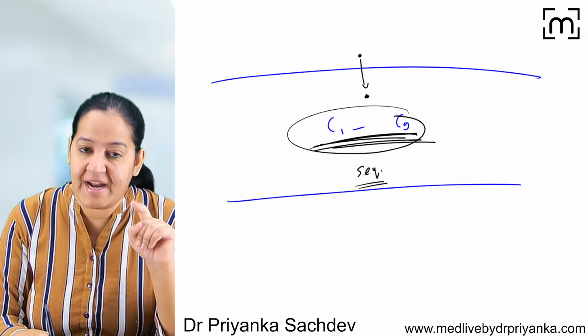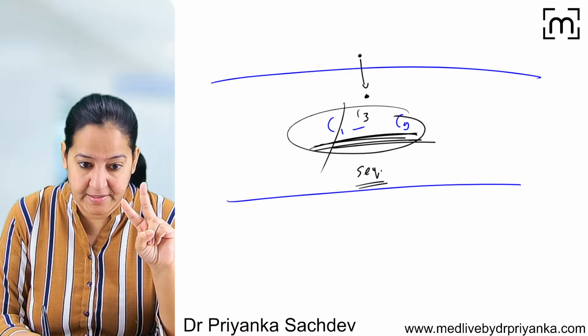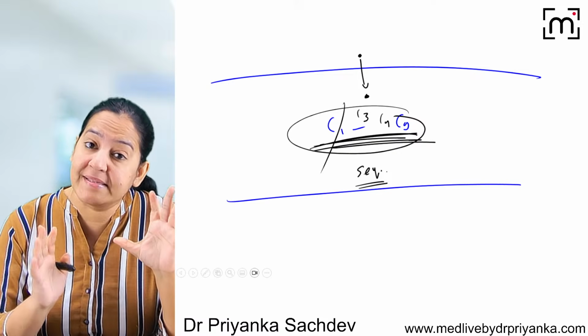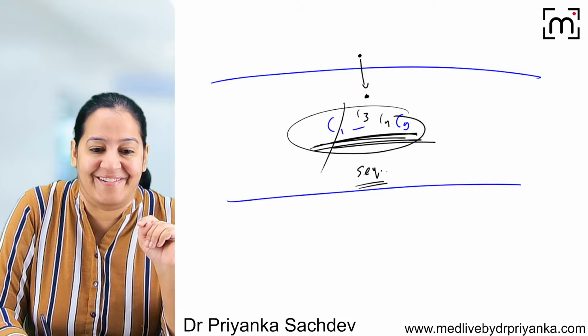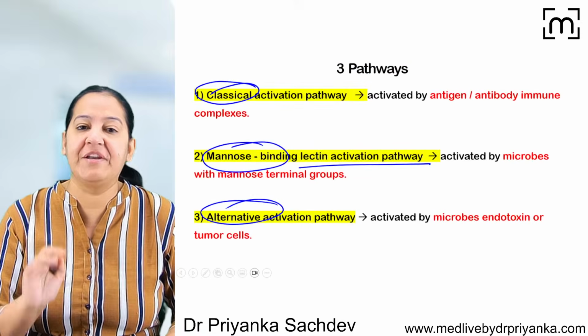In classical, the first one to get activated is C1. In alternate, the first one to get activated is C3. In Mannose binding, it is C4. So, the sequence will be different. We have to understand the sequence, and we have to see the trigger, which antigen is activating which one. So, there are 3 different options. There are 3 different pathways.